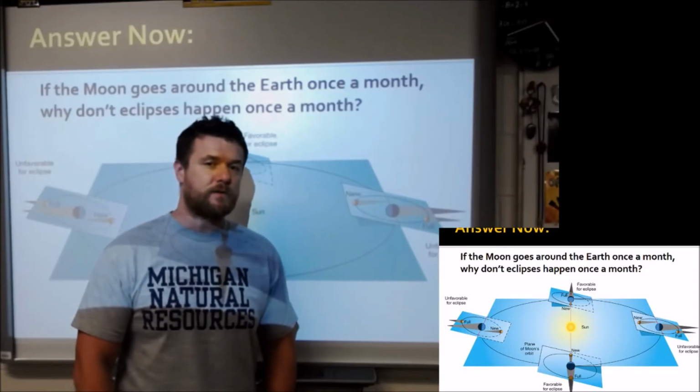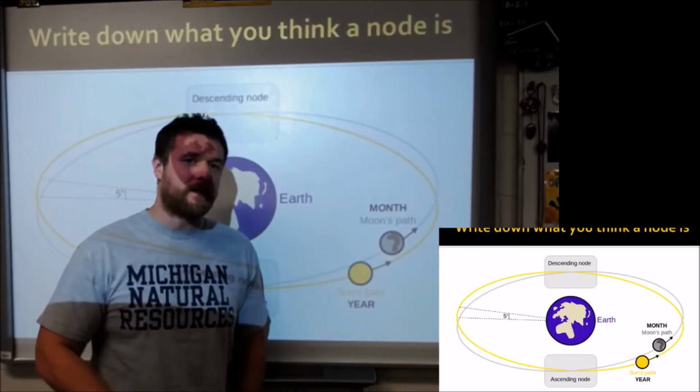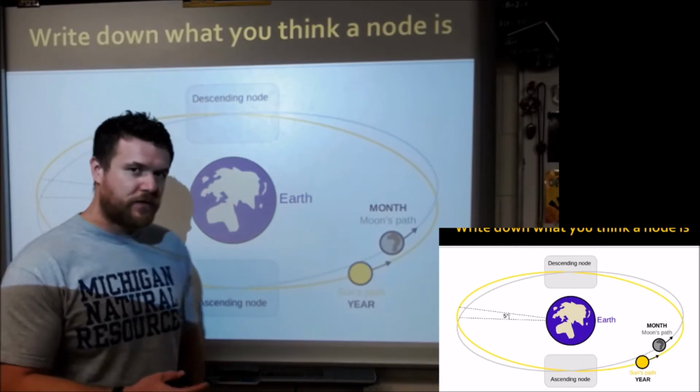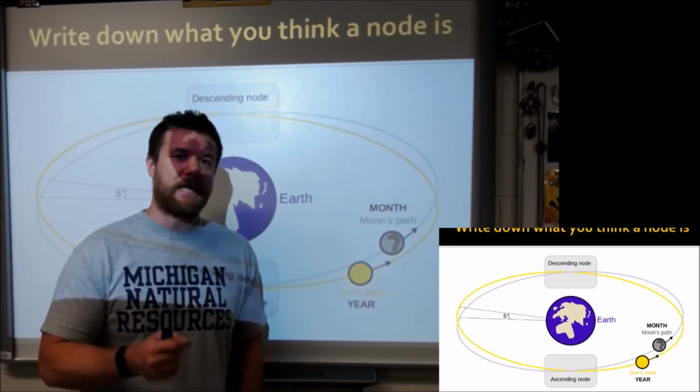I want you guys to answer this question. And now I'd like you guys to make an educated guess. Looking at this photo, what do you think a node is?